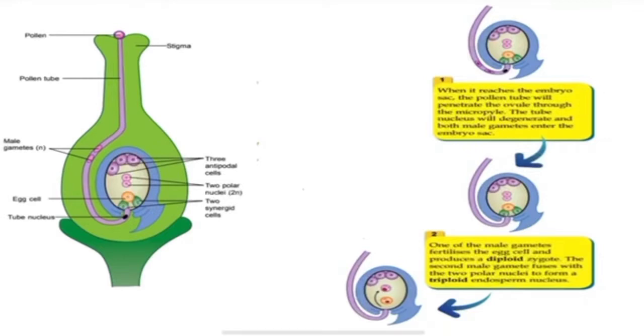In summary, in the first fertilization, the first male gamete fertilizes the egg cell to form diploid zygote, and the second male gamete fuses with the two polar nuclei to form triploid endosperm nucleus.